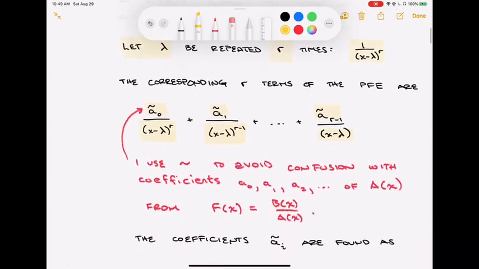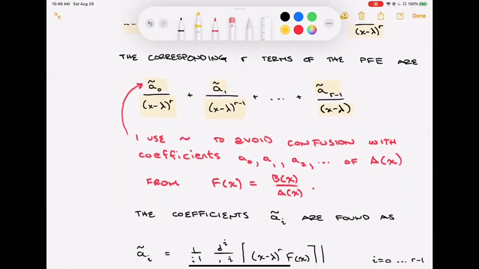The book doesn't use this tilde notation that I've introduced here. I'm going to look at these numerator coefficients of the partial fraction expansion terms for the case of repeated roots, and I'm not going to call them a sub something, I'm going to call them a tilde sub. I use the tilde to avoid confusion with the coefficients a0 through whatever that were part of the denominator polynomial a of x that came from our original rational function f of x equaling b of x over a of x. The book kind of uses two different cases of that notation, and I think it's easy to get confused. These are different A's, and I want to make sure we recognize them as different. So I'm going to call them A tildes.